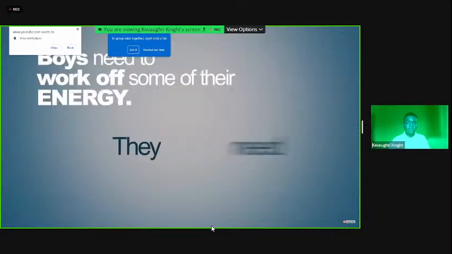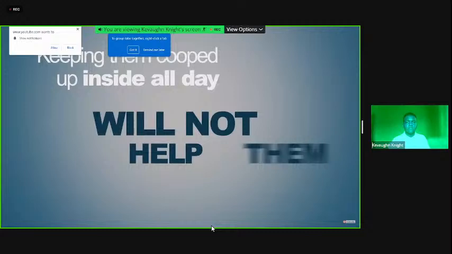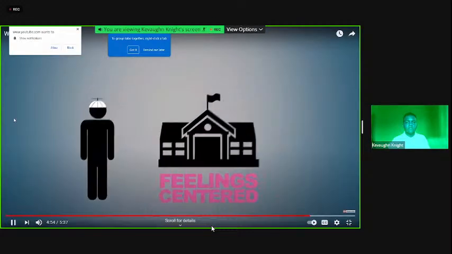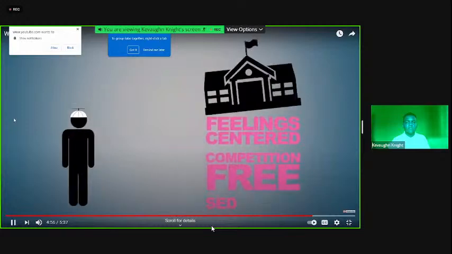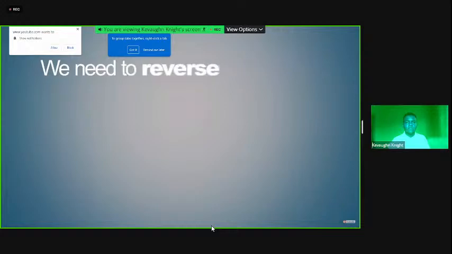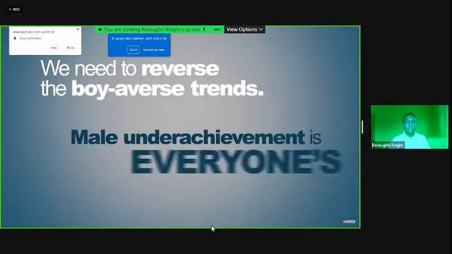Boys need to work off their energy. They need to be free to play games they enjoy, and keeping them cooped up and inside all day will not help them learn. As our schools become more feeling-centered, more competition-free, more sedentary, they move further away from the needs of boys. We need to reverse the boy-averse trends.